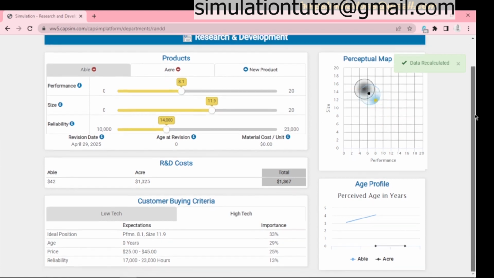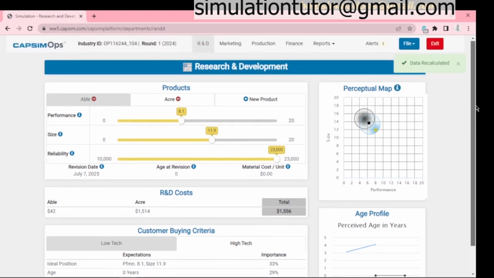So let me check reliability. They want a reliability of about 23,000, so we can boost this up to the maximum 23,000. The product will come out in July, so we'll have enough time to sell the product. I think these are wise decisions.